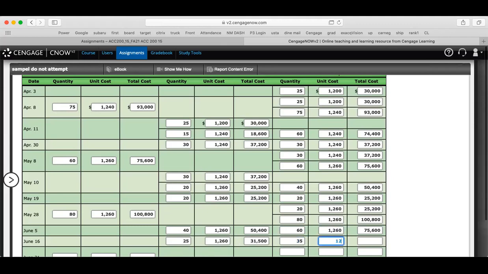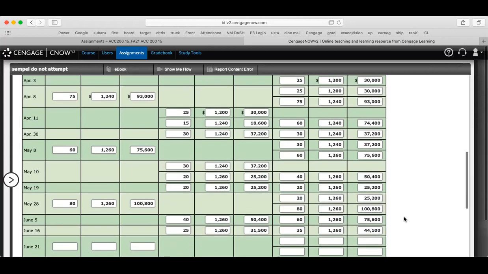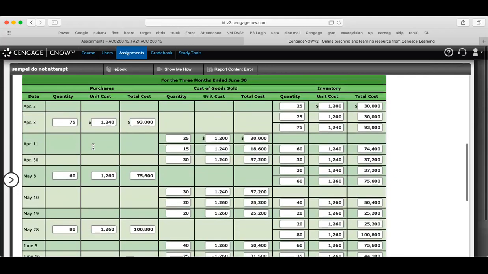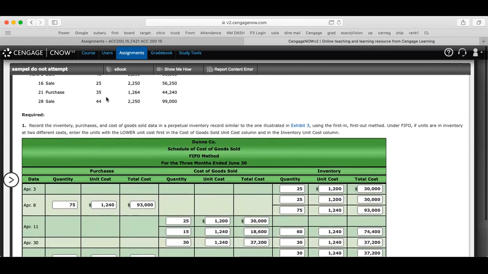Times our 1260. So 1260 times 35 gives us 44,100. Moving right along. This is our inventory right now, these three cells right here. June 21. Purchase 35 units for 1264, so the price went up on us, and it cost us 44,240.